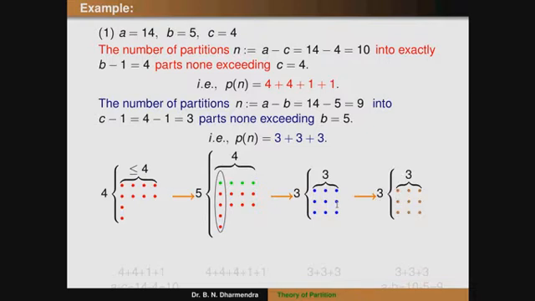So that is, in terms of the overall partition, 3 plus 3 plus 3 is 9. That is the second statement: the number of partitions of n, which is 9, into c minus 1 parts. You can observe that here c minus 1 means 1, 2, 3, so the number of rows is 3, none exceeding c.